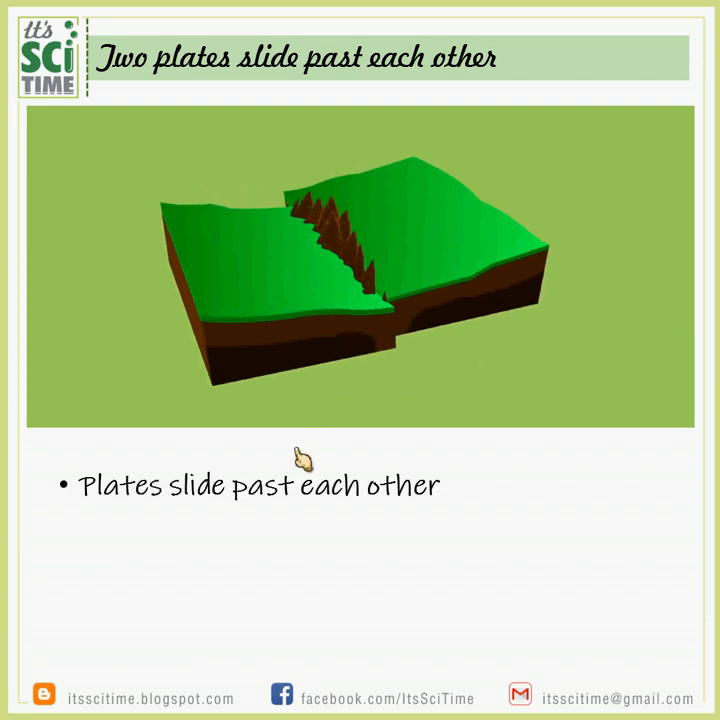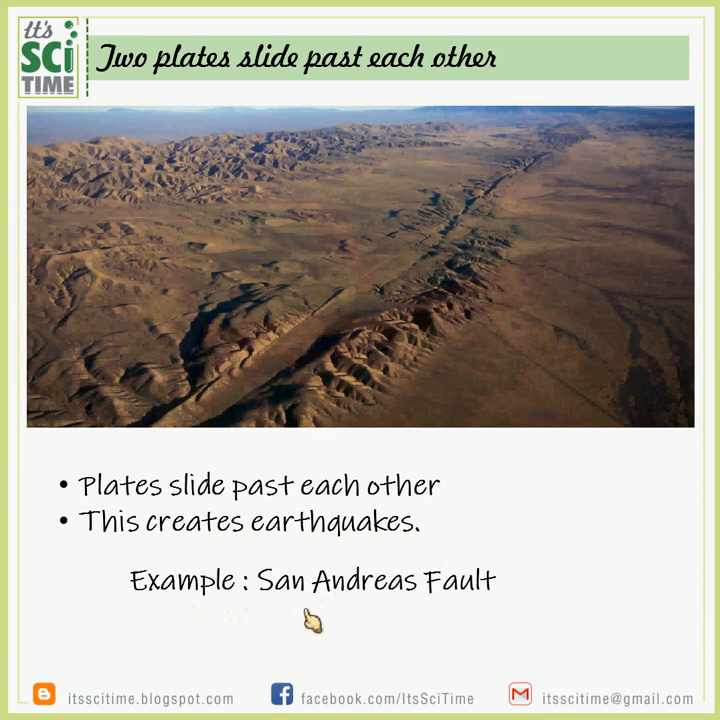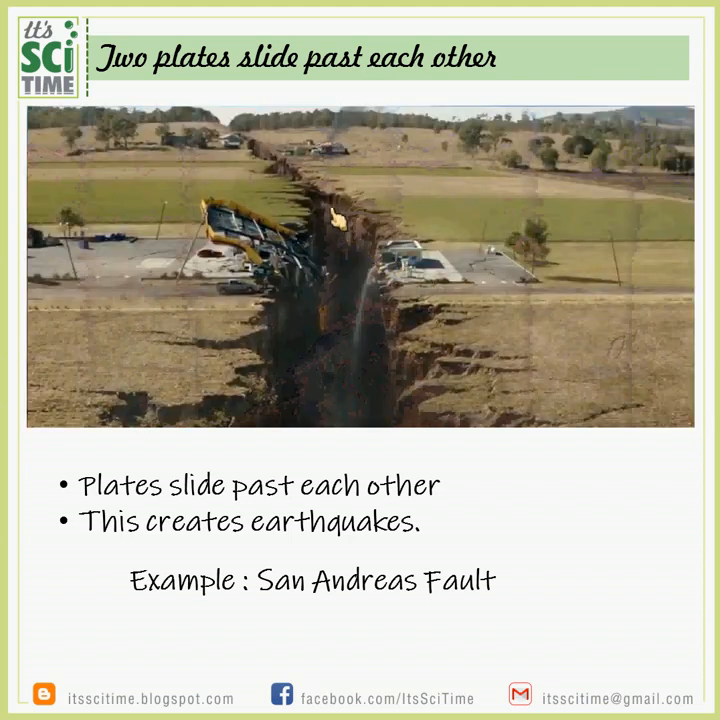So plates slide against each other and this creates earthquakes. An example for that is the San Andreas Fault. You can see that one here. One plate moves that side and the other moves the other side. And look at an eventful thing that happened. This sudden, quick movement of plates has created this huge ridge here.